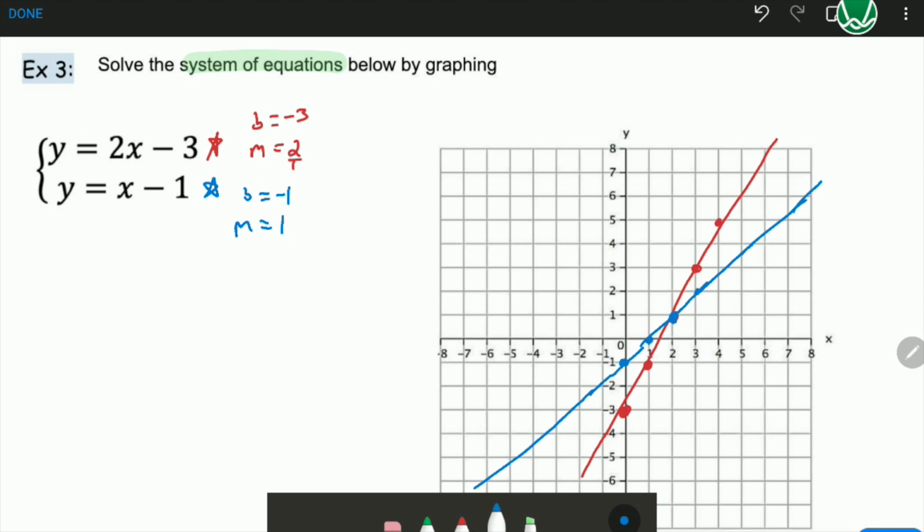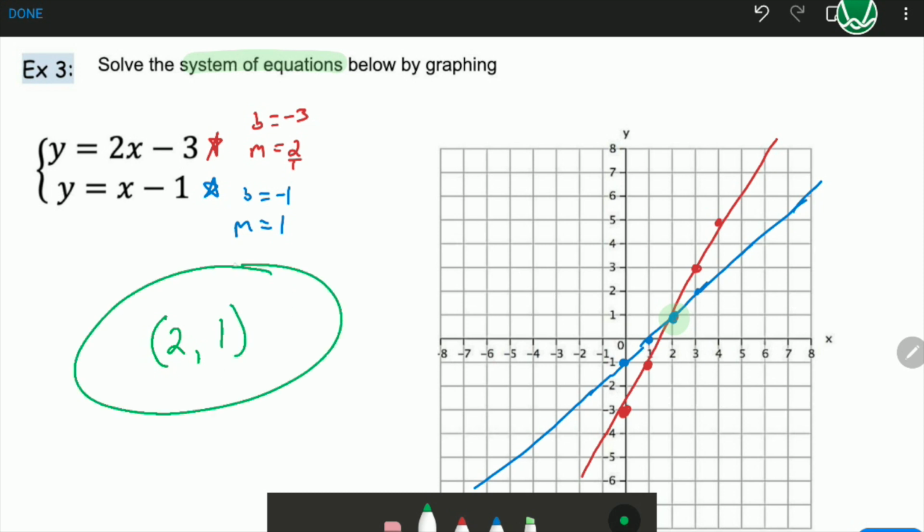But two lines can only intersect in one spot, or infinitely many if they are overlapping. Since these two clearly already have their intersection, we can easily find the point. So that is the spot, or the solution. The solution, therefore, is 2, 1. A system solution is an ordered pair, not just the x value.